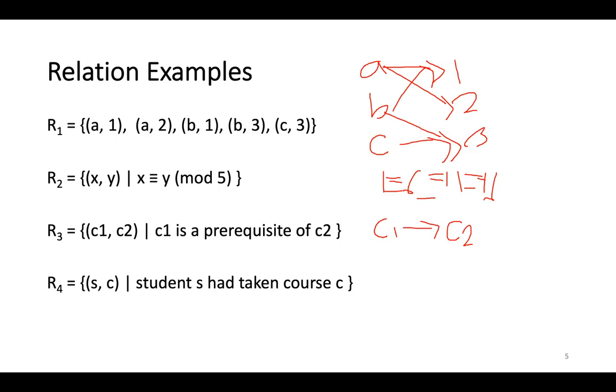The third one is about two specific things. C1 is a prerequisite of C2, so it is just a one-directional relation, C1 to C2. And the last one is also similar. Student S has taken course C.